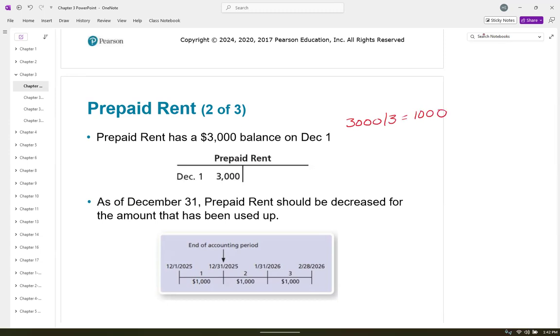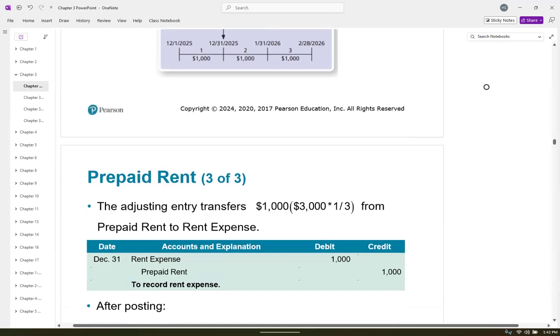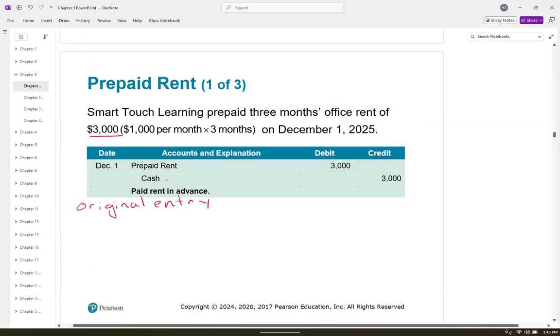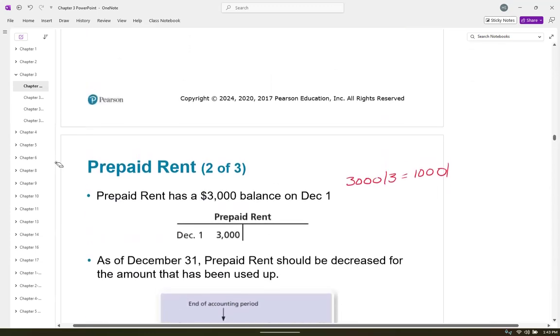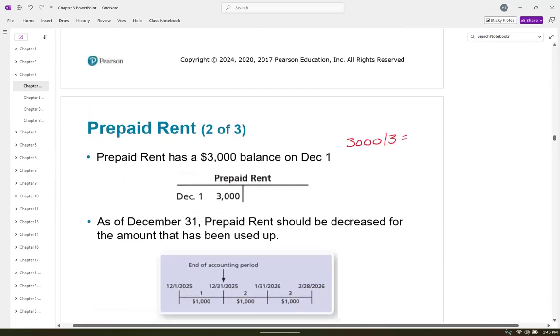But I believe they're wanting us to do this per month. So let's see if they did the calculation for us. Let me go back up here. Oh, it was for 3 months. I'm so sorry, I got that wrong. I was looking at the solution and thought, well, maybe I did it wrong. I did not. 3 months. So it is $1,000 per month.